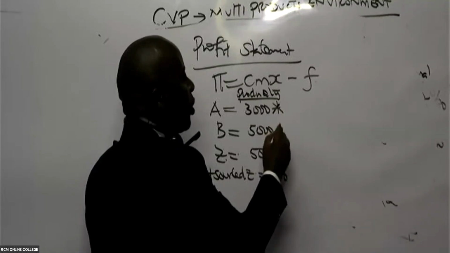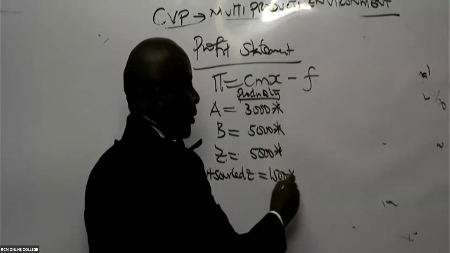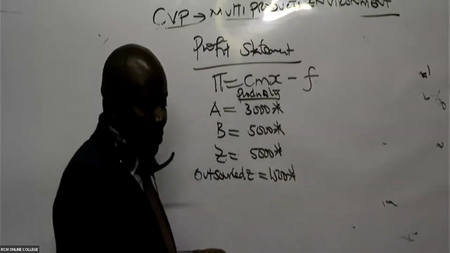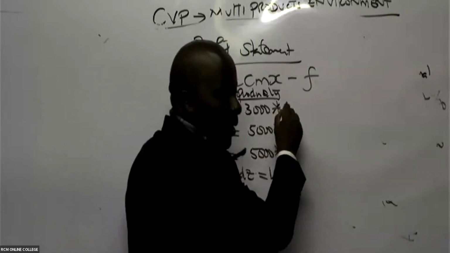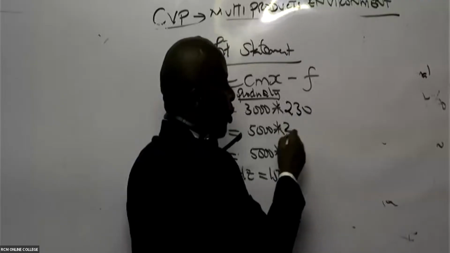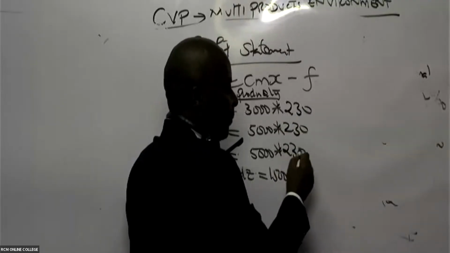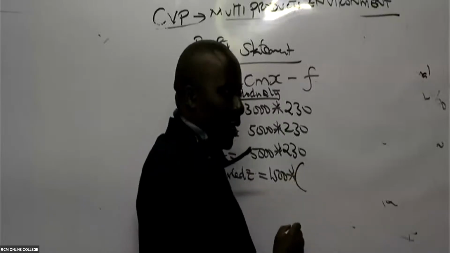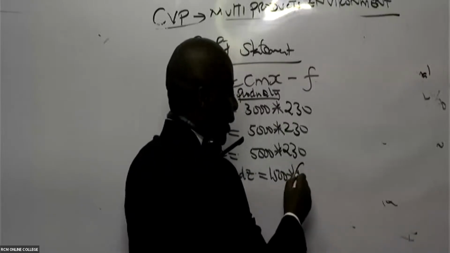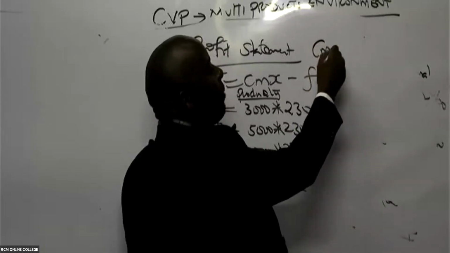So then go back to the contribution margins and give me the answers. What was the contribution margin for A? 230, and all of them actually were 230. Do you remember that? So how about the contribution margin for Z? Remember, ladies and gentlemen, you guys are bright.